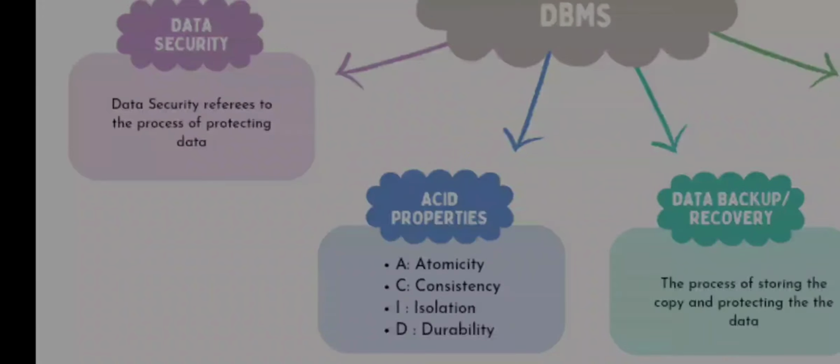The next is ACID properties. So what do we mean by ACID properties? A stands for atomicity, C for consistency, I for isolation and D for durability. Atomicity means the entire transaction takes place at once or doesn't happen at all. If you want to go to college, you will get ready, or else you will sleep, meaning you will not go to college. That is atomicity: the entire transaction takes place at once or not at all.